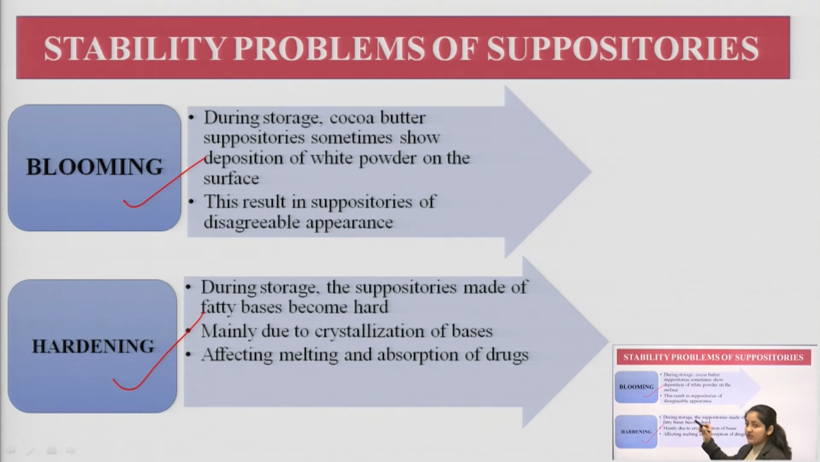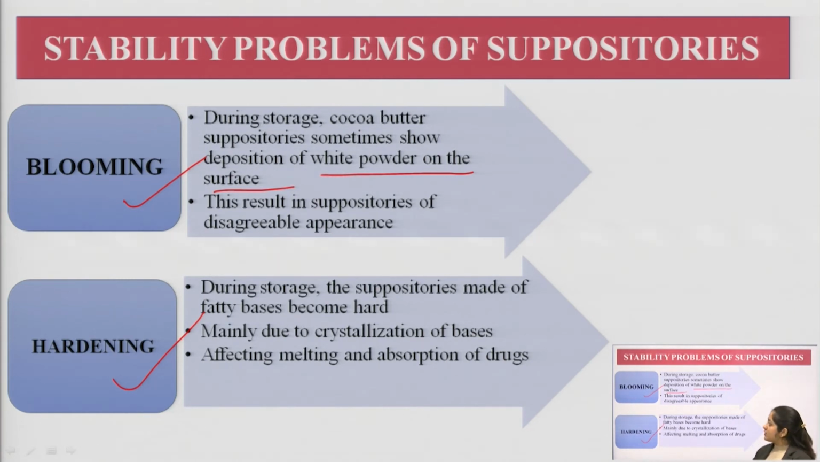So let us understand what is blooming. What happens when we store suppositories for a longer period of time, and due to unfavorable conditions, there is a slight deposition of white powder on the surface of the suppository. This is known as blooming of suppository. Blooming often results in an unacceptable appearance of the suppository, which is not acceptable to us, to patients, and to medical professionals.